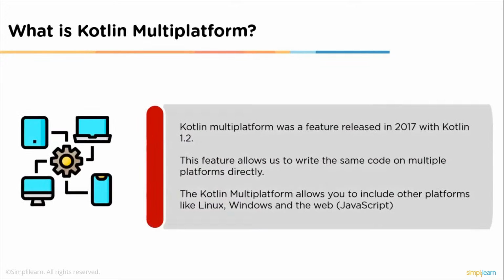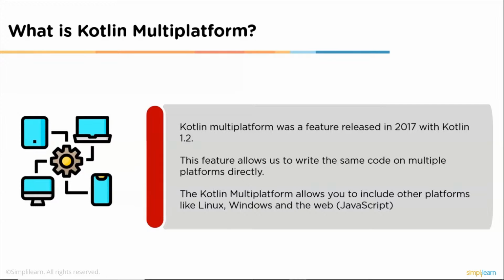So first is, what is Kotlin Multi-Platform? The Kotlin Multi-Platform is a feature released in 2017 with Kotlin 1.2 version. This feature allows us to write the same code on multiple platforms directly. It focuses on cross-platform app development. It is based on the idea of write once, run anywhere approach. But it takes the concept of write once, run anywhere to a much higher level, in which we can write the code once and target multiple platforms.